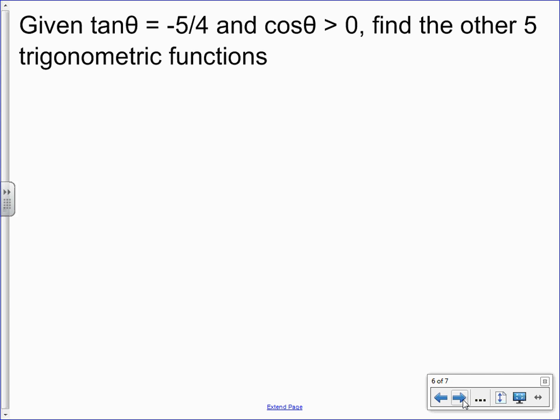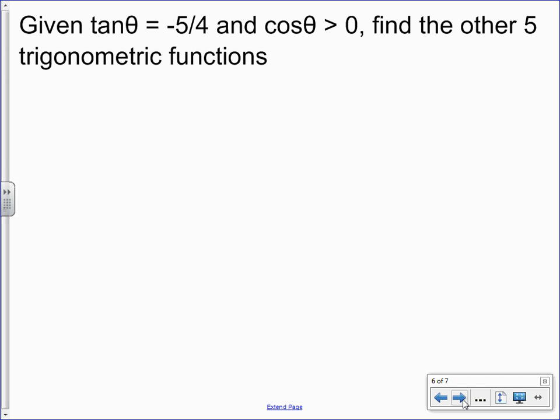Okay. So let's first make a decision. We need to know where to draw our triangle. We know that the tangent ratio is negative 5/4, and we know that the cosine is positive. Think about that for about 10 seconds. The tangent ratio is negative, the cosine greater than 0, that means positive. Hold up how many fingers for the quadrant you think it's in. Seeing a lot of 4s.